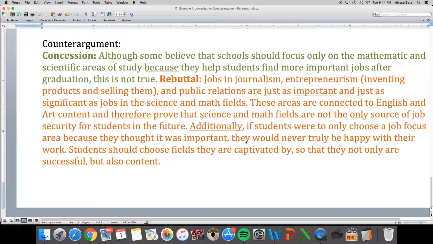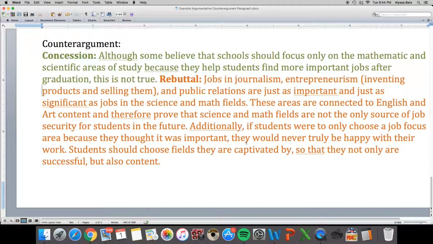I have to tell you why this is not true, or why this is not as strong as my side of the argument. This is called the rebuttal. So I wrote, jobs in journalism, entrepreneurism, and public relations are just as important and just as significant as jobs in the science and math fields. These areas are connected to English and art content and therefore prove that science and math fields are not the only source of job security for students in the future.